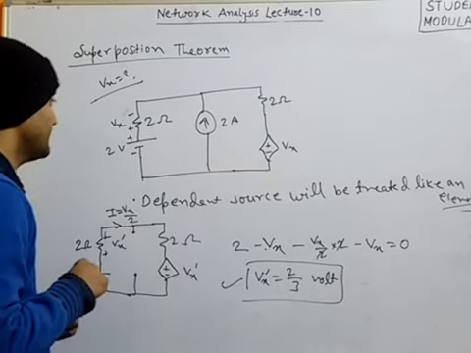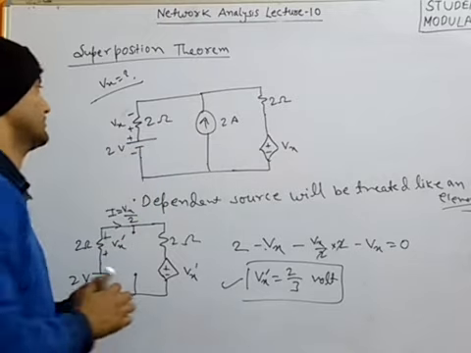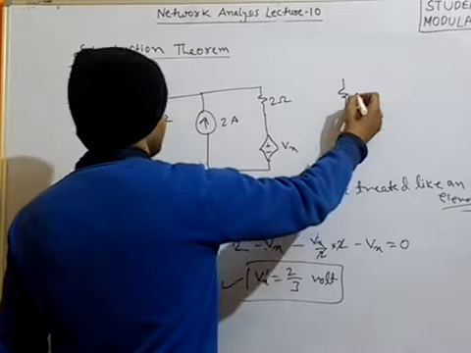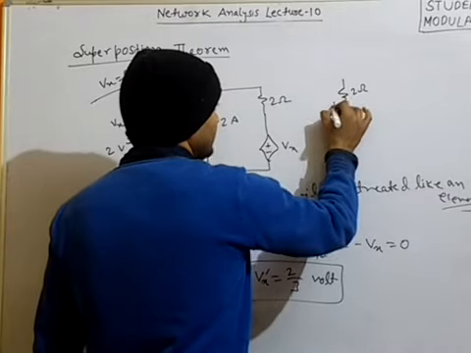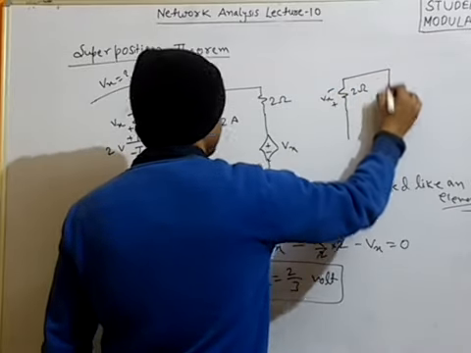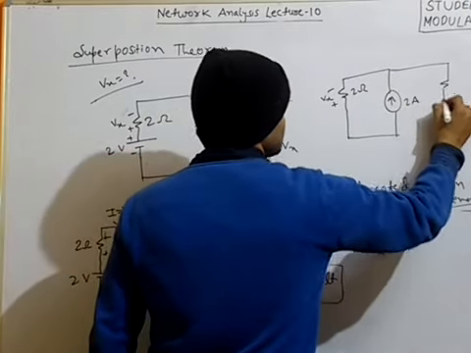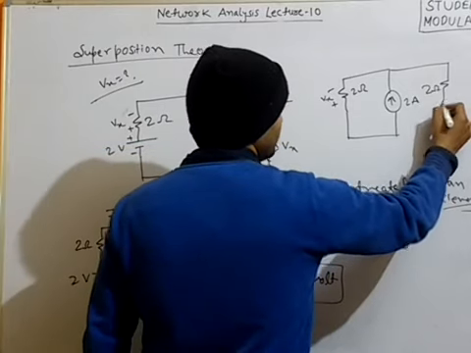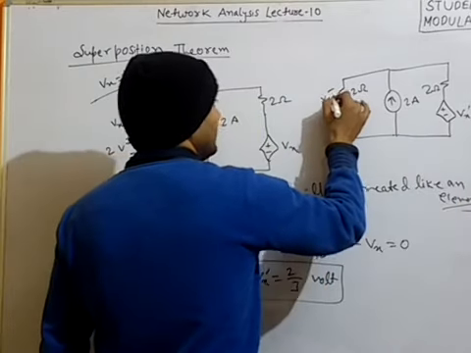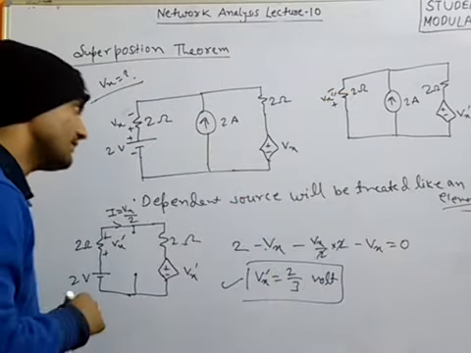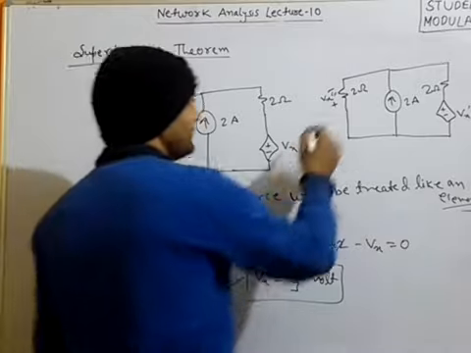Now the next time we will deactivate this voltage source and consider the current source only. Again we have 2 ohm, and the voltage source will be short circuited, and here we have plus minus Vx, and the current source considered only, that is 2 ampere, and this is 2 ohm. We will take the dependent source as Vx double dash. Due to this 2 ampere, we have to find Vx.